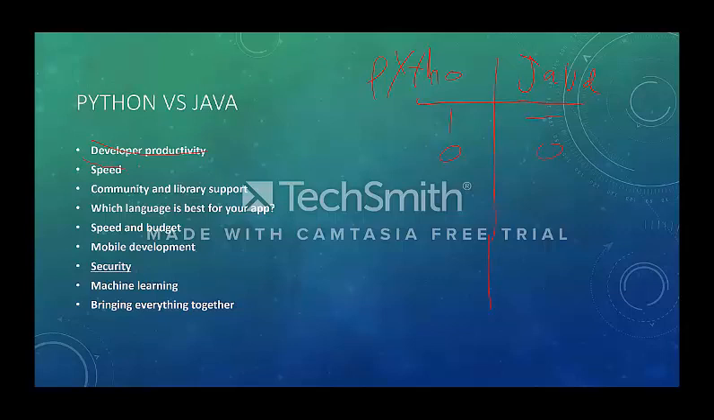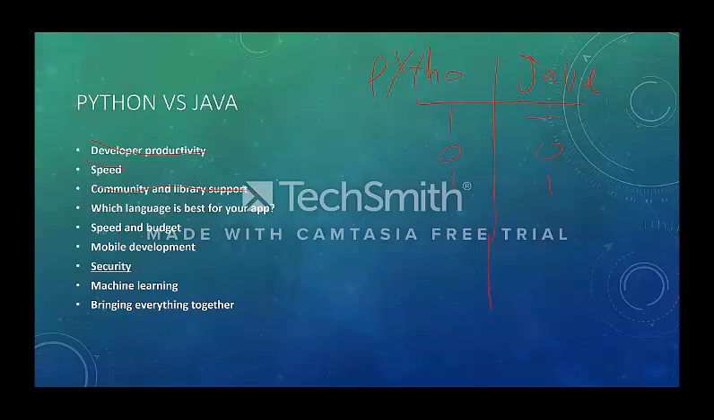So let's go for community and library support. Python and Java are open source languages with a huge, vibrant community of contributors to the languages themselves, offering support. Both languages come with an extensive array of libraries that are also supported by countless talented developers. So both of them win this part.